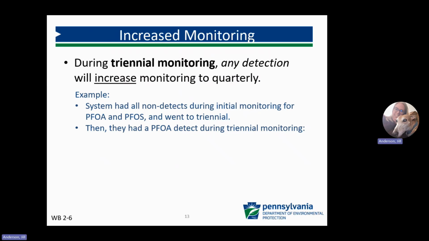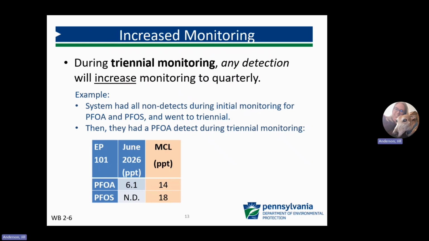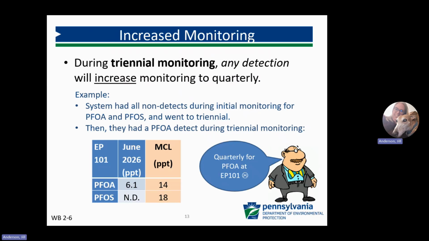Here's an example. The system had all non-detects at entry point 101 during initial monitoring for both PFOA and PFAS, so they went to triennial monitoring for both. Then they had a detection of PFOA during their triennial monitoring, as shown here, with a detection of 6.1 parts per trillion for PFOA at entry point 101. Since there was a detection, PFOA at entry point 101 is now on quarterly monitoring, beginning with the quarter following the detection.